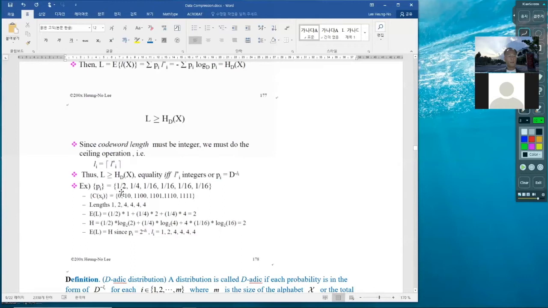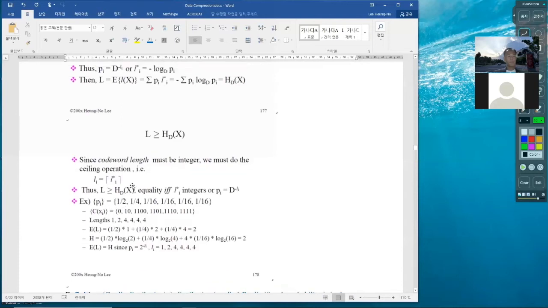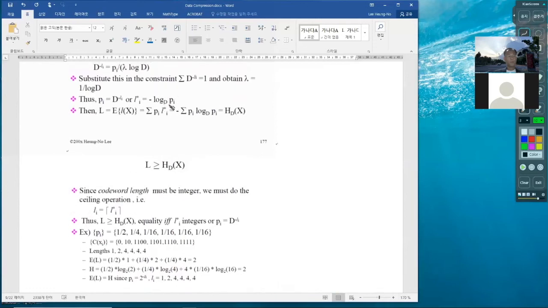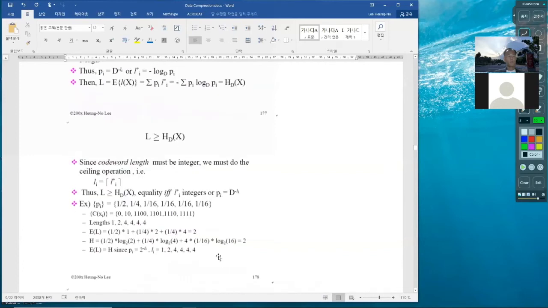Basically, when I take a look at this expression of pis, I note that these are 2 to the minus 1, 2 to the minus 2, 2 to the minus 4. So this is a dyadic distribution. This is a special case when I take the operation minus log d of pi. This one is 1, this one is 2, and each one of these four is 4, which are exactly integers. And these integers represent the length of each code word. So this is a special case.